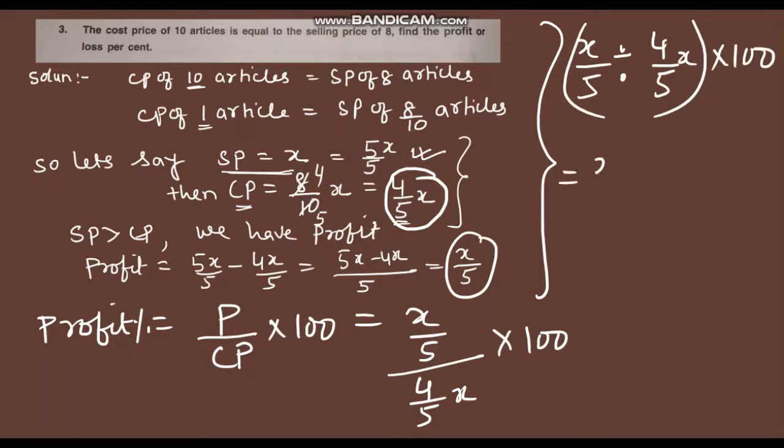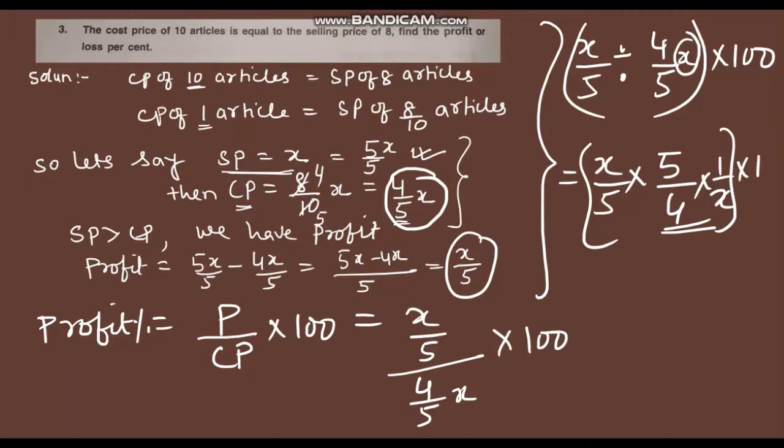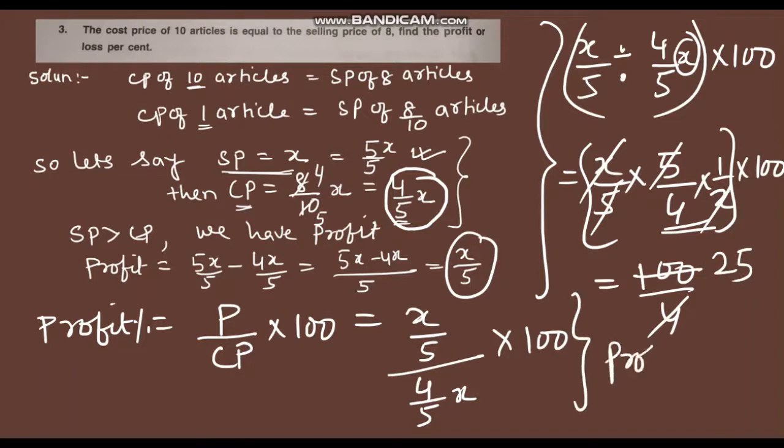So it will become x by 5 multiplied by 5 by 4. Now x is in the denominator, so it will come in the numerator with 4 into 100. So see here, 5 gets cancelled and again x and x also get cancelled. You will be left with 100 by 4. That will be 25. So profit will be equal to 25%.